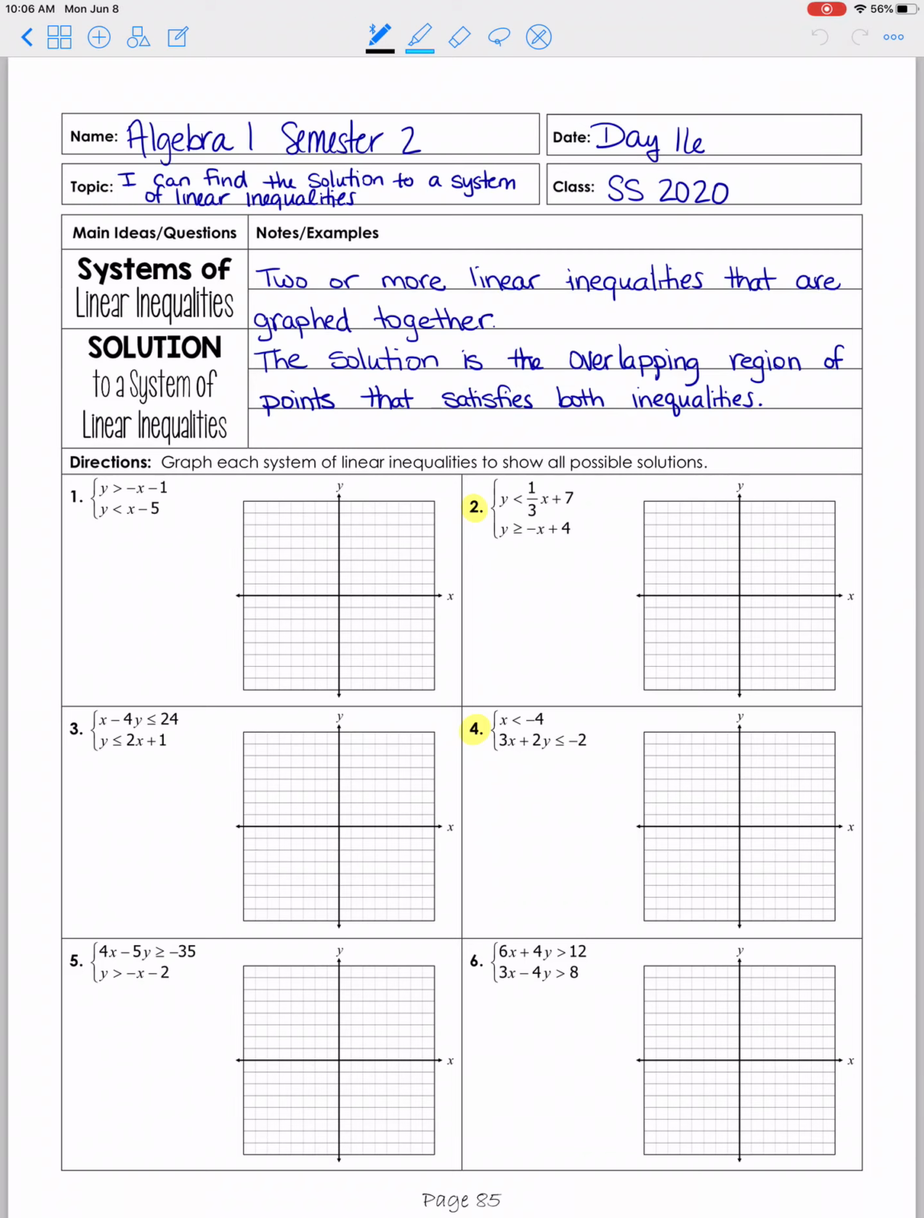All right, we've made it to our last day of summer school. Today's lesson is pretty short. Today's objective is to find the solutions to a system of linear inequalities.